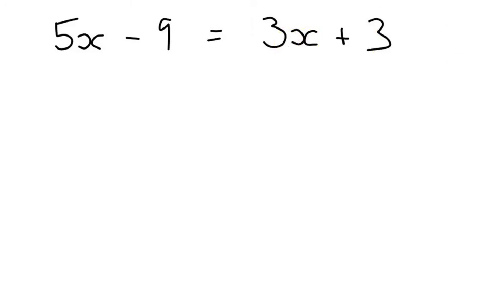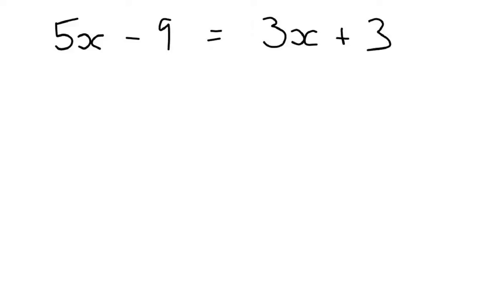So what we want to do is get all of our x's on one side of the equal sign. I'm going to put them on the left. You could put them on the right if you wanted to. And then I'm going to get all of my numbers on the other side of the equal sign. I'm going to put those on the right. It doesn't matter which you start with. I'm going to start with numbers. You could start with sorting out the x's.